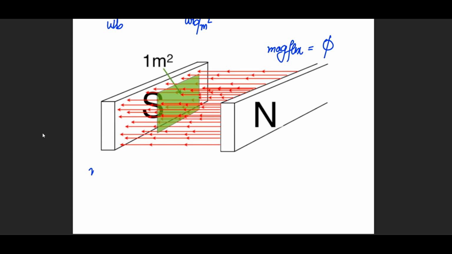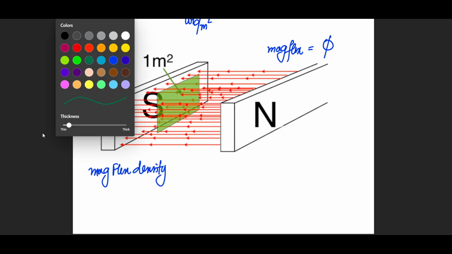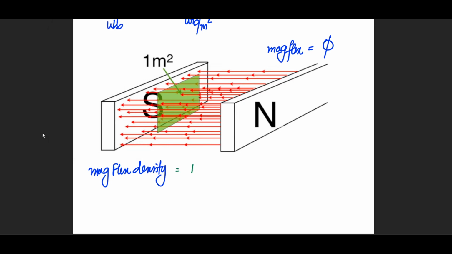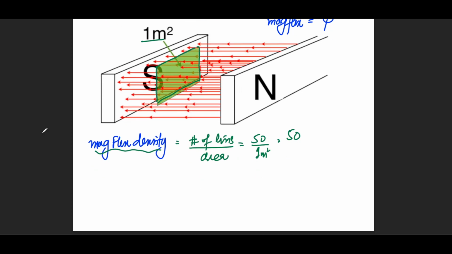If I wanted to calculate the magnetic flux density, if I'm looking for the density factor, that would mean that I'm looking for the number of lines per unit area. So the green area that has been highlighted over here, for the sake of example, let's visualize that this is 1 meter square area. And in that area, let's say if we count these red lines, let's say that there are 50 lines in that 1 meter square. So the magnetic flux density will be 50 Webers per meter square.